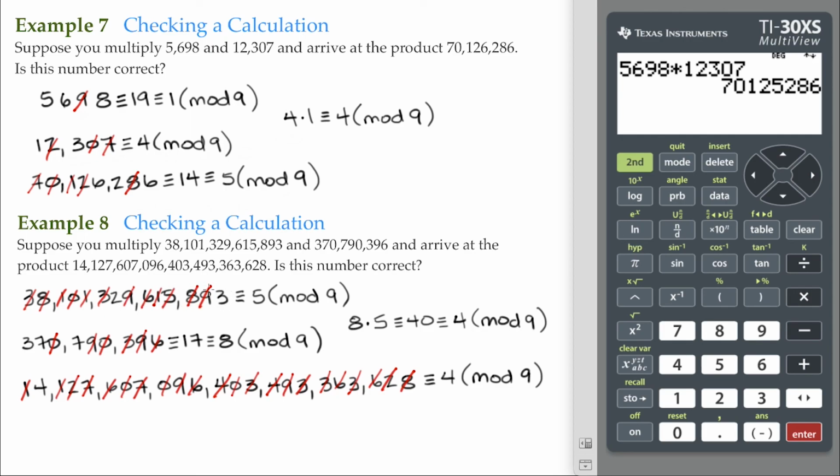So it seems that if I took this number, 38,101,329,615,893, and multiplied it to this number here, 370,790,396, it will indeed come out to be this number here. So I think we got it.